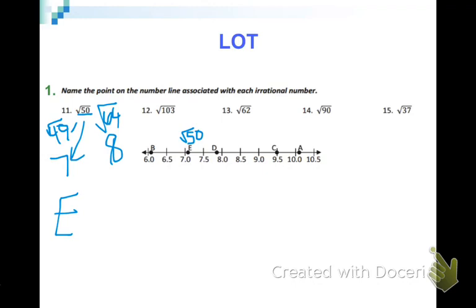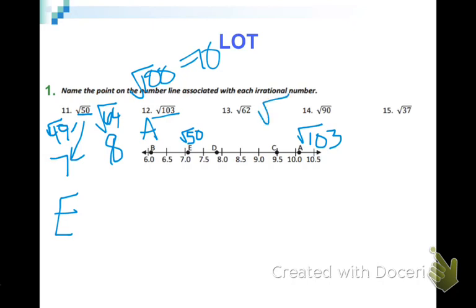As I continue on here, square root of 103. I know that the square root of 100 is 10, and this is a little bit above that, and I see that there is only 1 point on my number line that is a little above 10. So this is 103, letter A. In number 13, the third one, the square root of 62. I again see that that is between 49 and 64. However, this one is a lot closer to the 8. So this is going to be letter D for me, square root of 62.